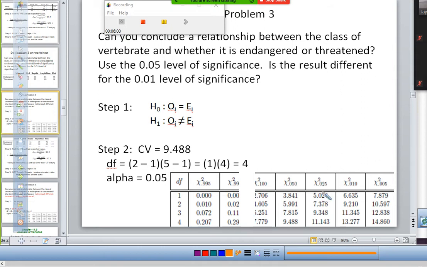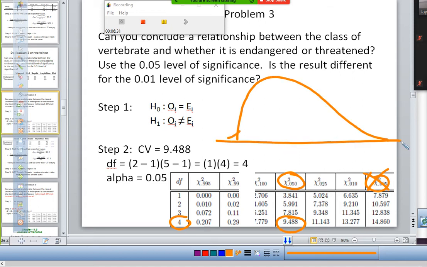That's not here, not that one. Don't grab that one. It's this one right here. And then 4, so it's 9.488. That's your critical value. And then you're going to draw your little picture here, right? And this is going to be 9.488. You should shade a little bit off to the side.